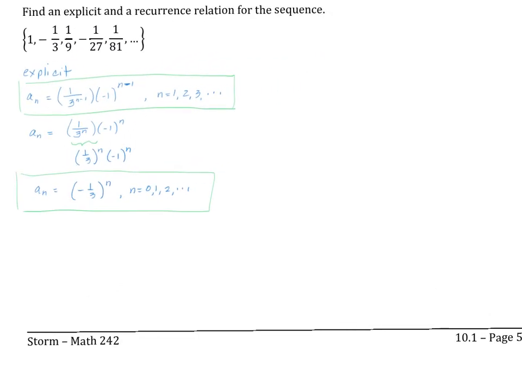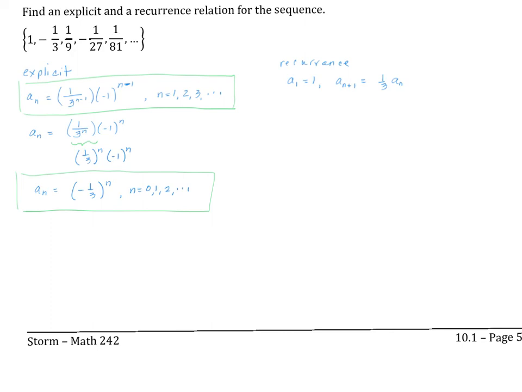Let's work on our recurrence. So the recurrence relation, I already know that the first term, and I'm just going to start with 1, a sub 1 is 1. So I have to figure out how to describe the a sub n plus 1 term. Well, what I notice is to get from 1 to 1/3, I'm ignoring the negatives, I multiply by 1/3. To get from 1/3 to 1/9, I multiply by 1/3. So it looks like I'm multiplying the previous term by 1/3.